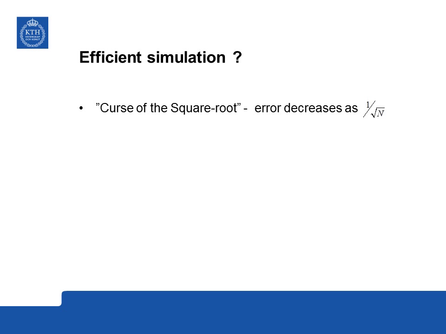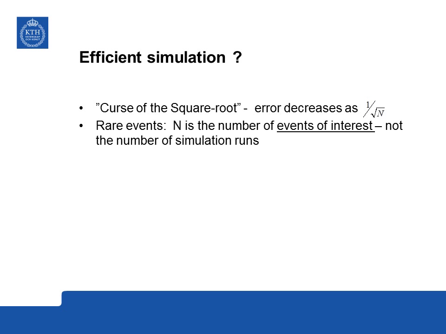In addition, if we have rare events, n is not the number of simulation runs, it's actually the number of events of interest that occur. So if we have very low probability events that we want to estimate, and they never occur, our standard deviation of the error will be very large, even though we run many runs.